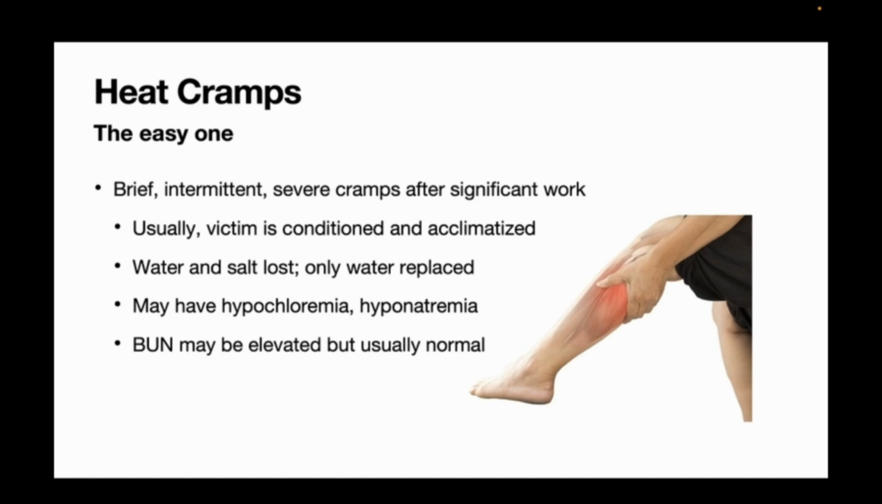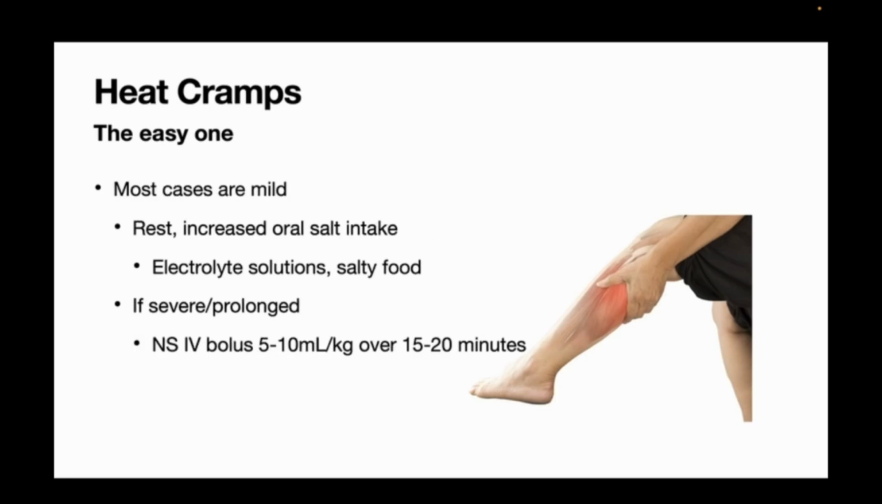So they can have some hypochloremia and hyponatremia. You could also see an elevated BUN, but usually that's normal. They're typically not that far along. Their main distinguishing feature is really just these cramps. And so most of these cases are mild, and they can be treated with some rest, and you can give them a little bit of oral salt intake. So electrolyte solutions, salty food. These are patients still capable of taking oral intake. And if there are severe or prolonged cramps and that's not working, you can do a normal saline bolus, 5 to 10 cc's per kilo over 15 to 20 minutes is what the textbook recommends.